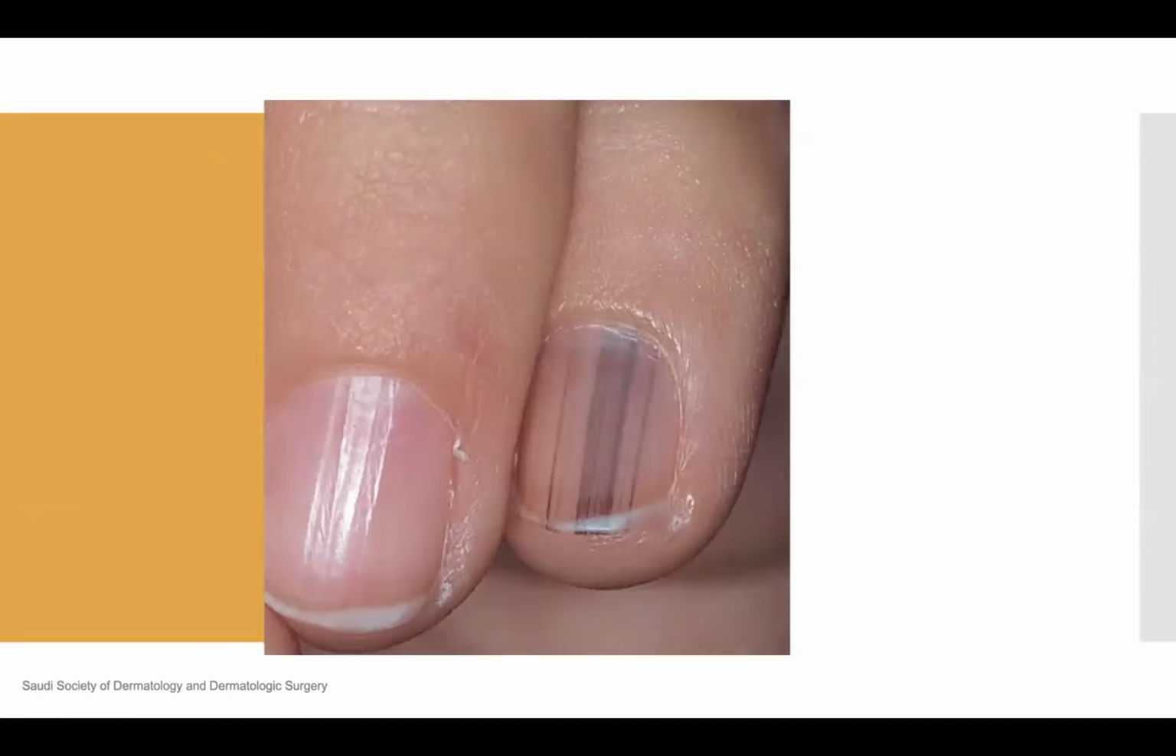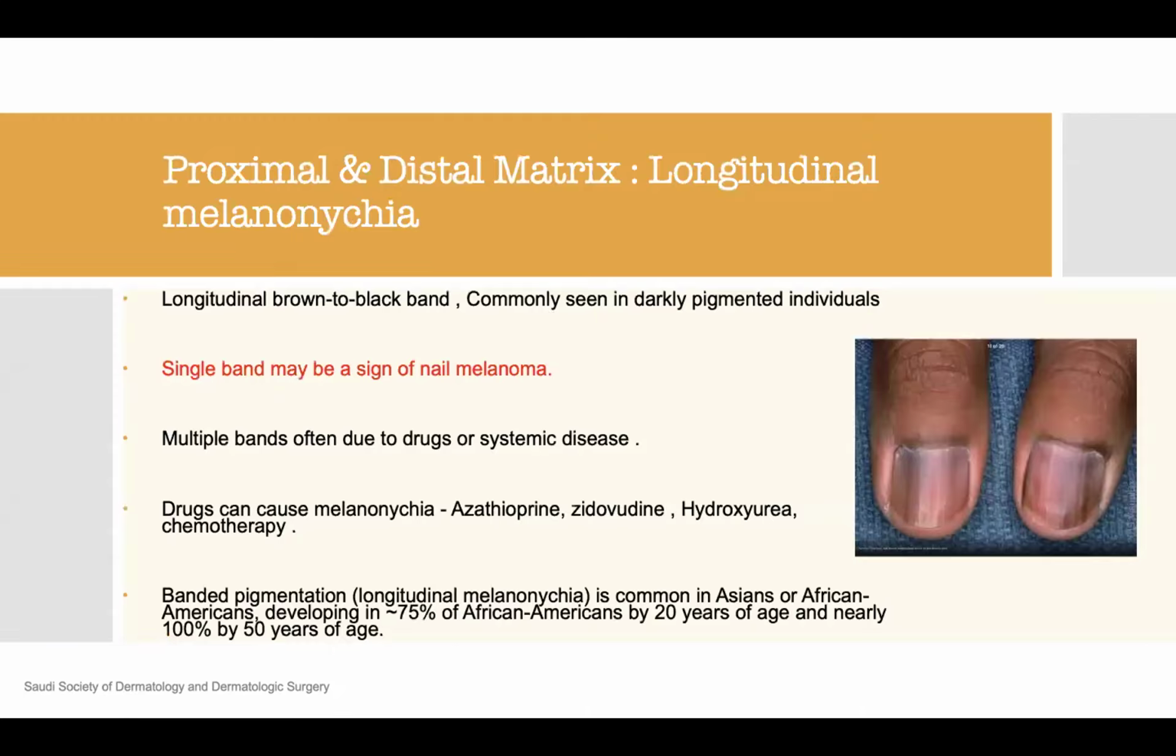Okay, so this is an obvious brown longitudinal line, which is known as longitudinal melanonychia. So it's also related to proximal and distal matrix. If it was a single band, it can be related to nail melanoma. Commonly seen in dark pigmented individuals. It can be associated with medications such as azathioprine, hydroxyurea, zidovudine, chemotherapy.